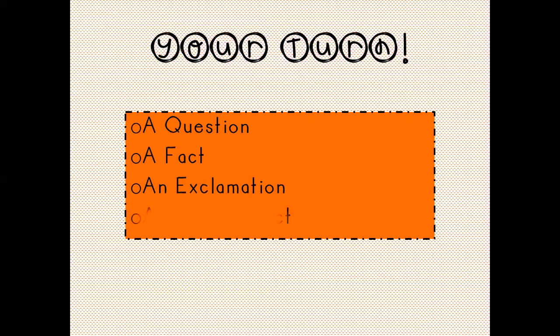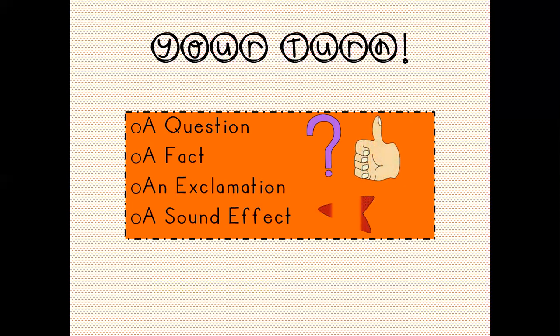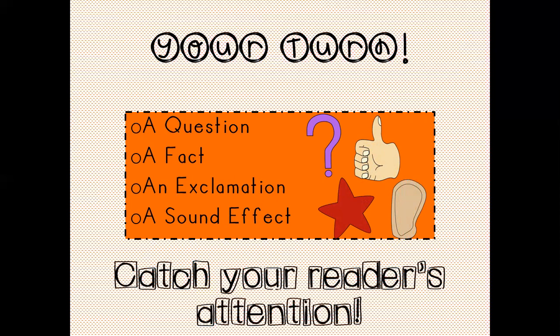So today we talked about a question, a fact, an exclamation, and a sound effect. And no matter what type of strong lead you use, make sure that it catches your reader's attention and makes them want to read more.